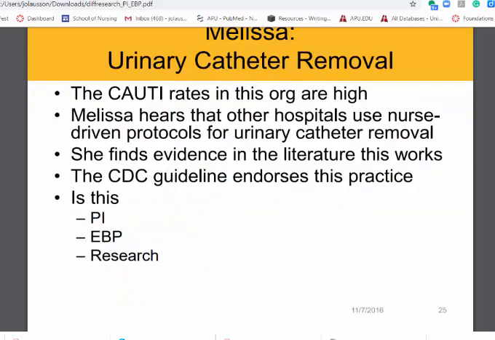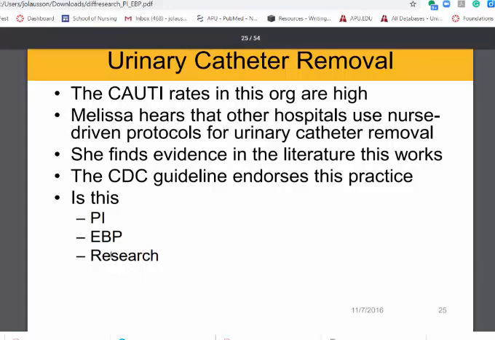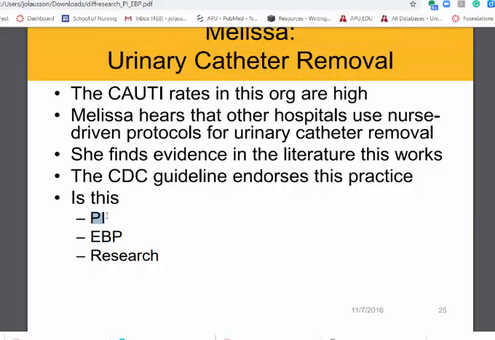Okay, here's another one about urinary catheter removal. The UTI rates in the organization are high. Melissa hears other hospitals are using nurse-driven protocols for urinary catheter removal. She finds evidence in the literature this works, and there's guidelines that endorse this practice. So this wouldn't be research. We already have the knowledge. Is it being used already at her facility? No. She's bringing it to her facility. It's new, so that would be EBP.